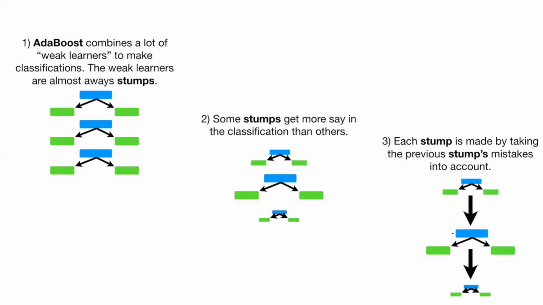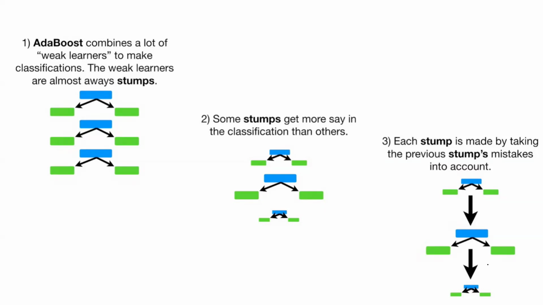How are we making the second stump? The second stump is being made by considering the output of the first stump. So the records which are wrongly classified by the first stump will be given more weightage. That is something which we have already discussed.